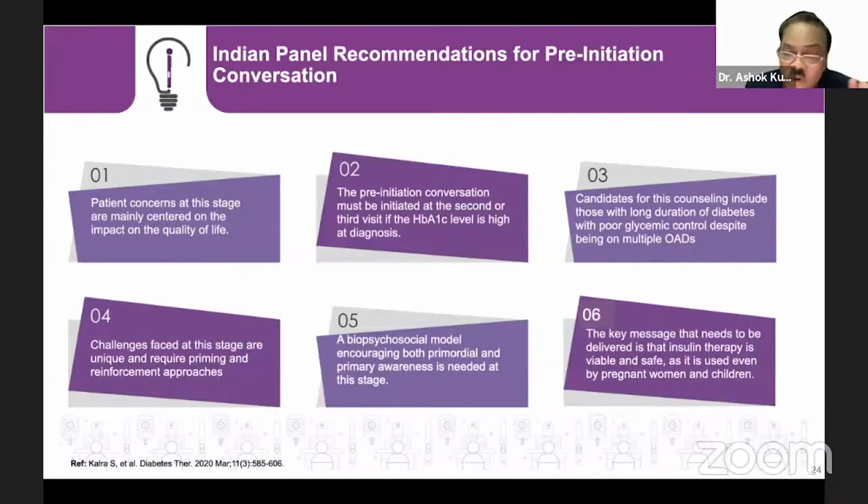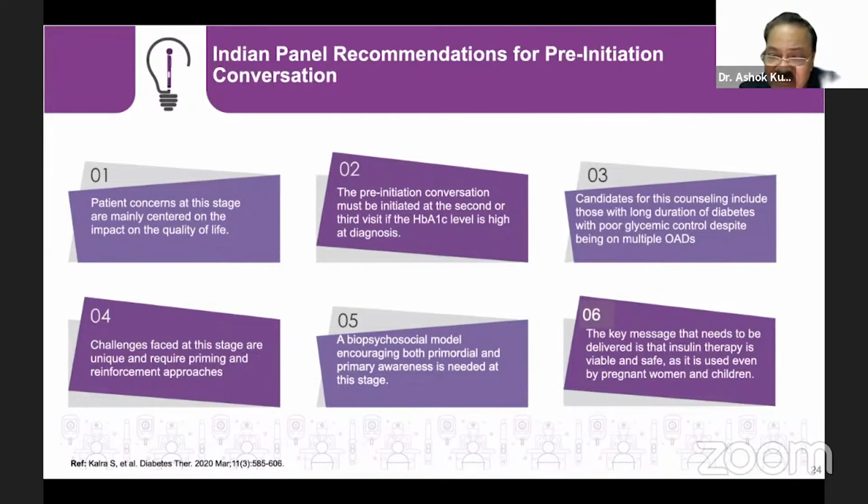This we have found out by a lot of research. In the pre-initiation phase, they want to know whether it will affect my quality of life. So it must be initiated, may not be at the first visit, but at the second or third visit, if the HbA1c values are high. Candidates for this counseling include those with long-duration diabetes with poor glycemic control, despite being on multiple OADs. The challenges faced at this stage are unique, but require priming and reinforcement approaches. Again, a biopsychosocial model, both primordial and primary awareness is needed, and you have to create that.